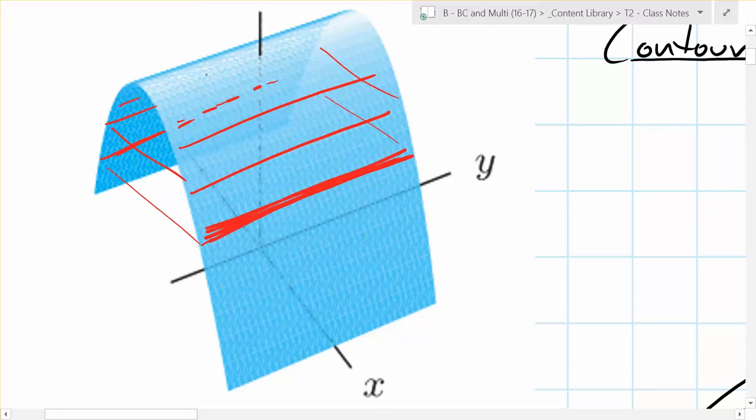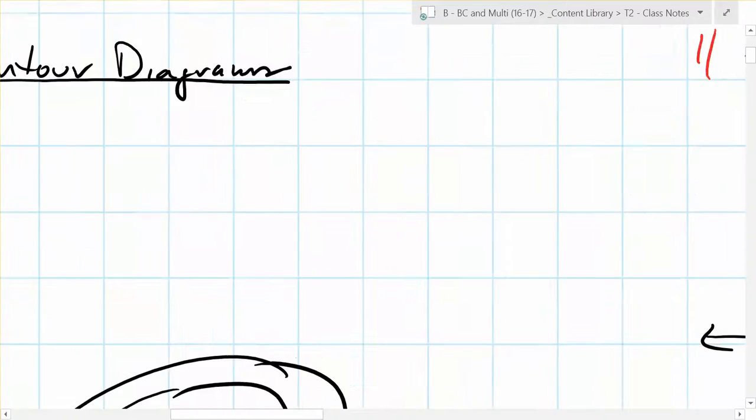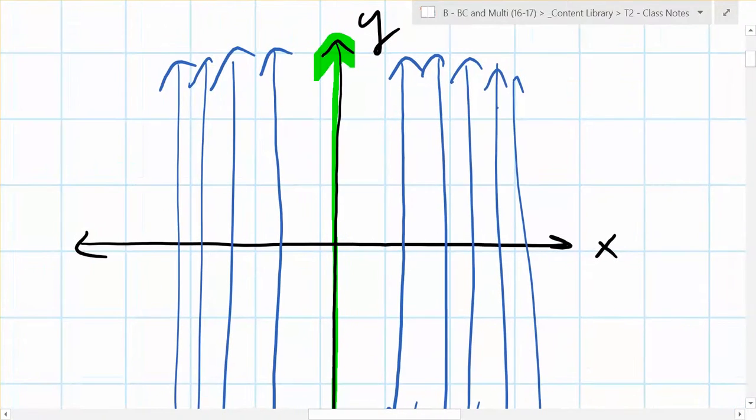You slice again. You slice again. And what do you end up with? What kind of graph? These all go down, straight down, right? And get imprinted onto the XY. So what do you end up with on the XY plane? A bunch of parallel lines like this.